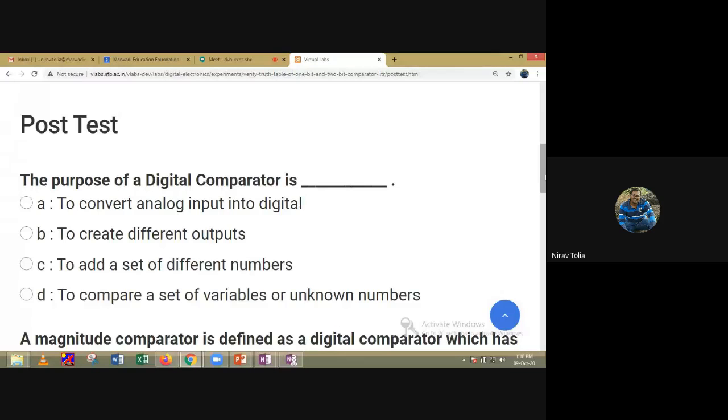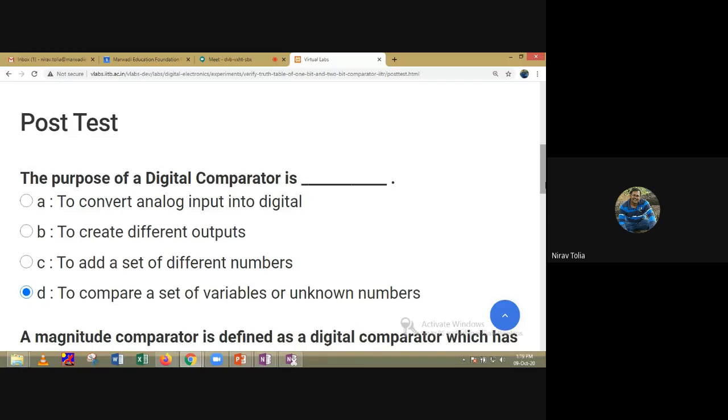The first question: the purpose of a digital comparator is to convert analog into decimal, create different outputs, add a set of different numbers, or compare a set of variable or unknown numbers. So either it is A, B, C or D. What is the actual purpose of a comparator? Okay, Mahima, Jenny give the answer. What about others? What is the application of a comparator? Okay, Parth, Lisa, Isa. Most of you, in fact all of you, are giving the same answer. It is D.